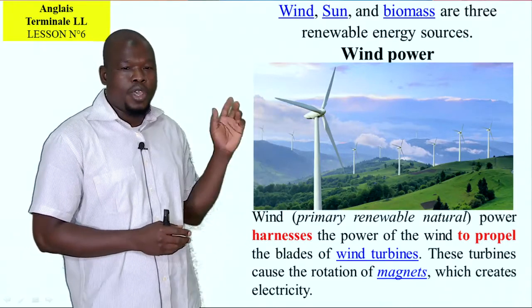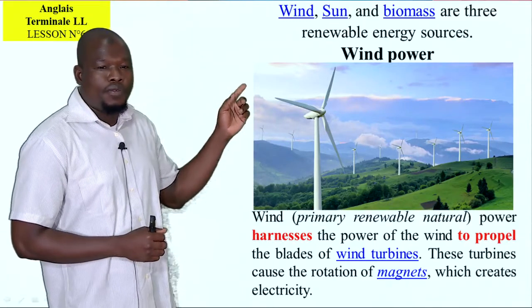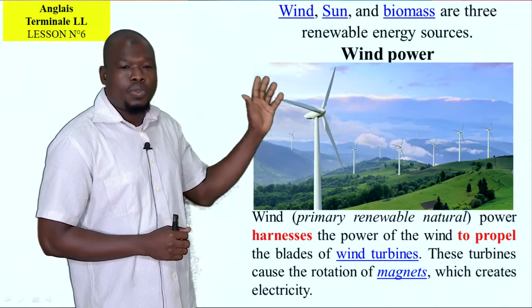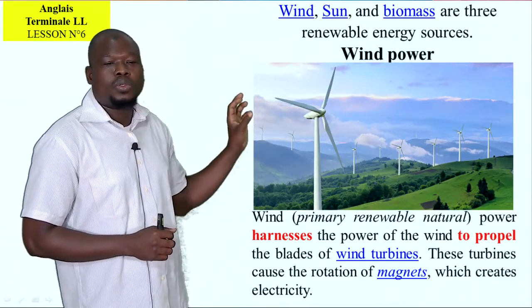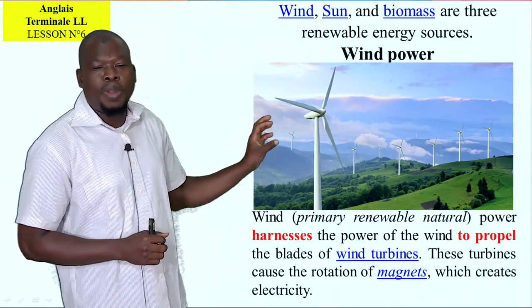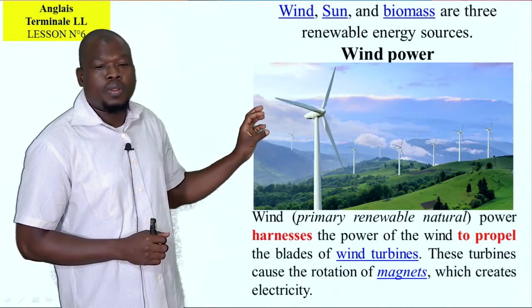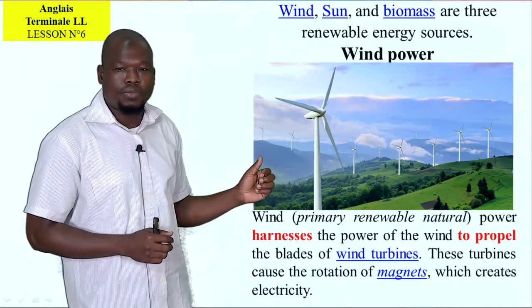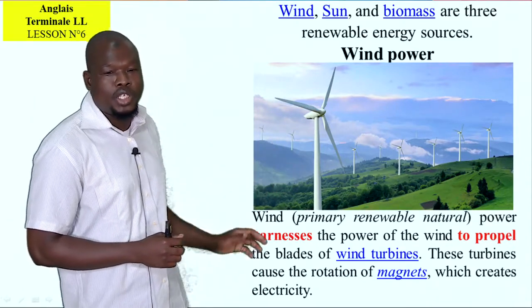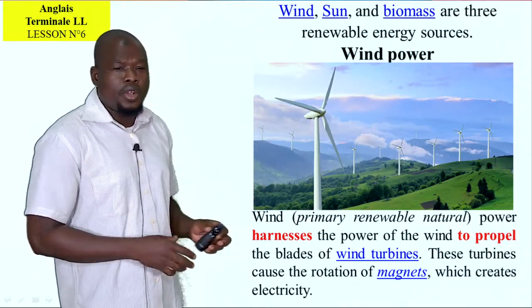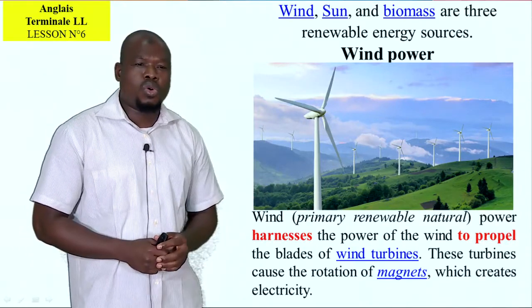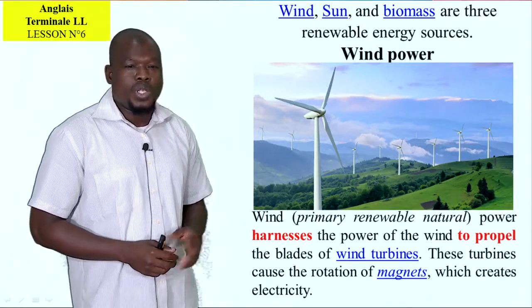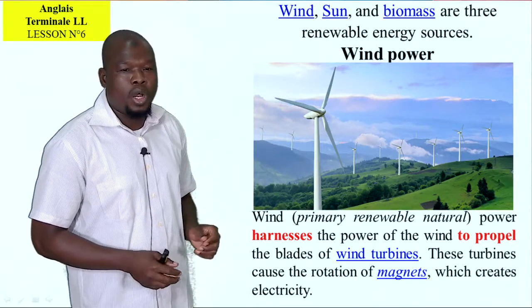As you see in the image here, we have a machine which harnesses the wind power to propel the blade of the turbines. This causes the rotation of the magnets, the magnet which creates electricity. This kind of energy is not so seen here today in Africa. We'll see it most of the time in America or in Europe.